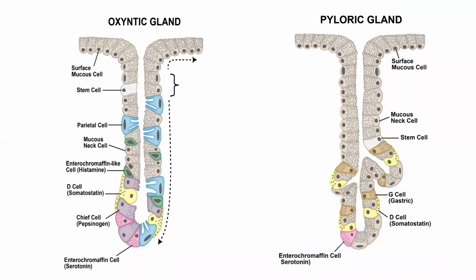Just one last thing. Basically, the G cells send signals to the ECL cells so they can release histamine, so parietal cells can release HCl. And the chief cells release pepsinogen, so it can be transformed to pepsin, so we can digest food.